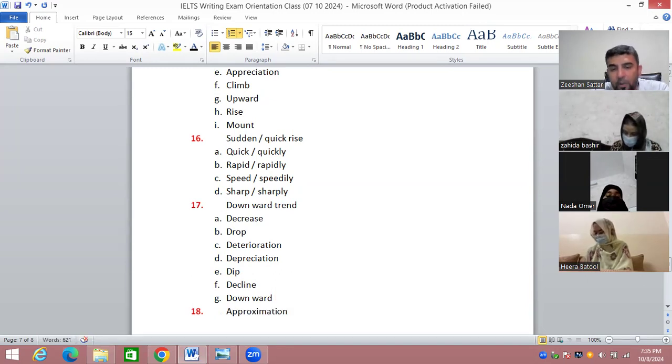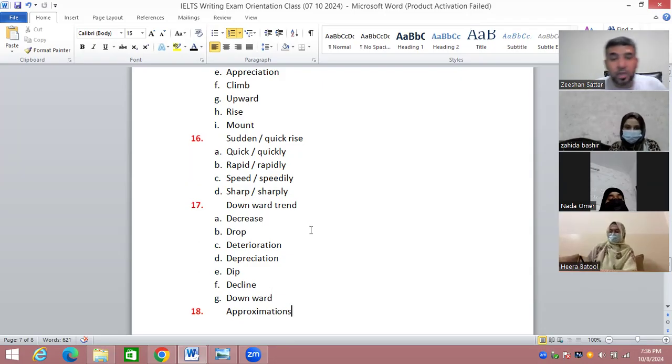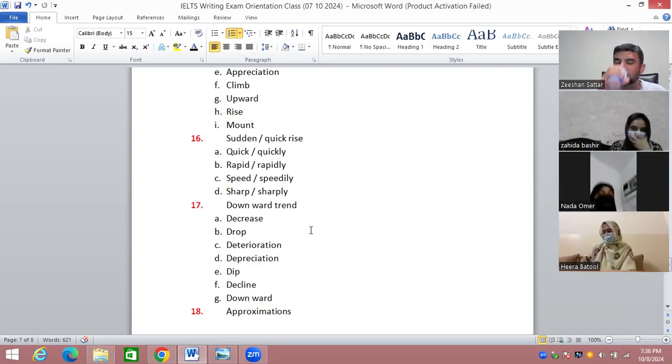So now, when there is something like approximations, why am I writing this vocabulary? Because I want my students to save themselves from the repetition of words. If we repeat words in the exam, this will definitely show that we are lacking vocabulary and we will lose marks in our writing exam. So I'm working on this specific and important vocabulary for the writing exam so that you could avoid the duplication and repetition of the words in the exam.